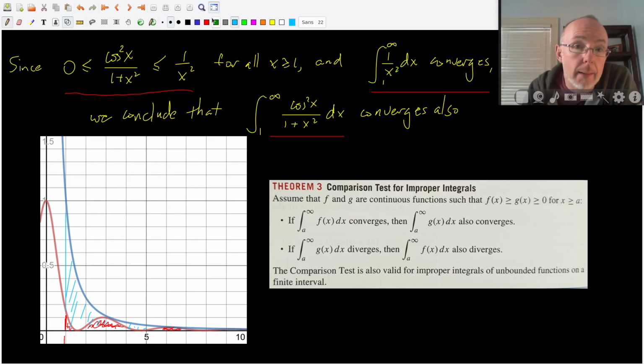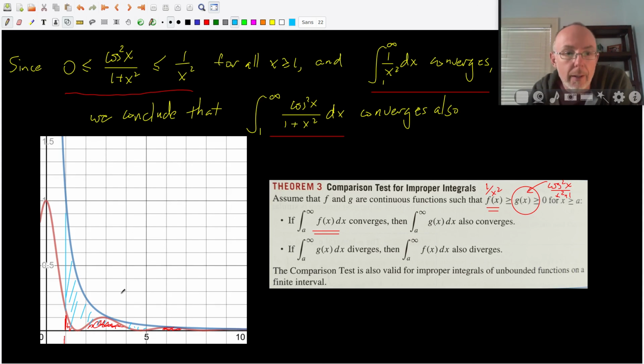And here it is. They've written the inequality the other way around. But if you know that your function g is smaller than f, and you know that the improper integral of f converges, so in our case this is 1 over x squared, and the g is the cosine one, cosine squared x over x squared plus 1. So if I know that g is always less than f, and they're positive, so it's a positive area, and I know that the improper integral of f converges, then the improper integral of g on the same region will also converge.